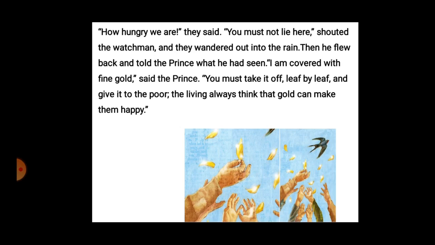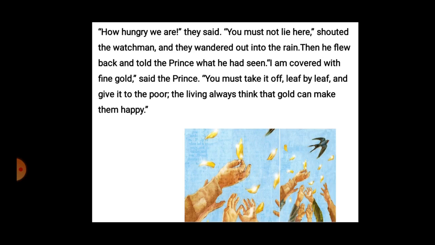Now, when those two poor children were lying under the archway of that bridge, the watchman did not allow them to sit there. They did not have any warm cloth to cover themselves, and because the watchman did not allow them to sit there, they had to wander here and there in that cold weather in the rain, suffering from cold and poverty. So the swallow came back to the prince and told him everything he had seen. Now the prince said that I am covered with gold, although all the precious stones I have already given, but now I have gold. I am covered with thin, fine leaves of pure gold.